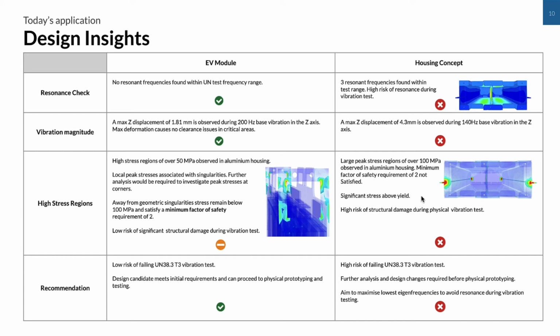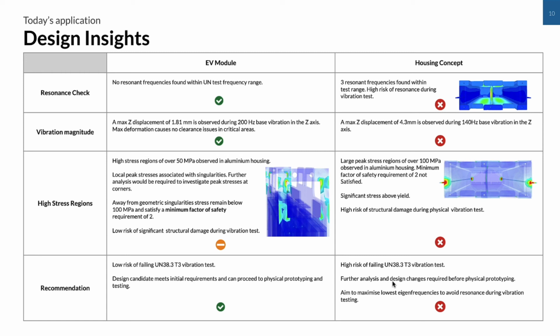And also we have very high stresses throughout large parts of the design, many of them well beyond the yield stress, and we are definitely not satisfying the minimum factor of safety requirement of 2. So all in all, there is a high risk of structural damage occurring during the physical test, and therefore the test will likely fail. And so further analysis, and also design changes, are required before we move on to carrying out the actual test.